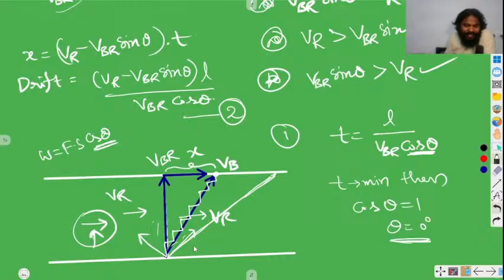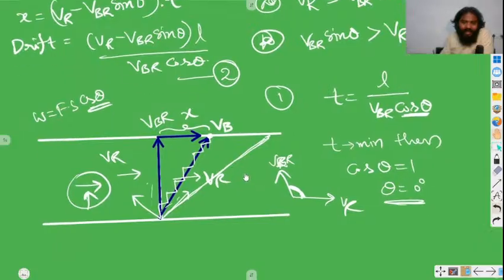Do remember, in the examination they'll give you the theta value with respect to this, this is the river velocity, and this is your velocity. Sometimes they will give you the velocity of the boat with respect to the river. They'll give this angle with the river, not with the vertical. So you have to observe carefully and solve. So this is the condition for the least time to cross the river.